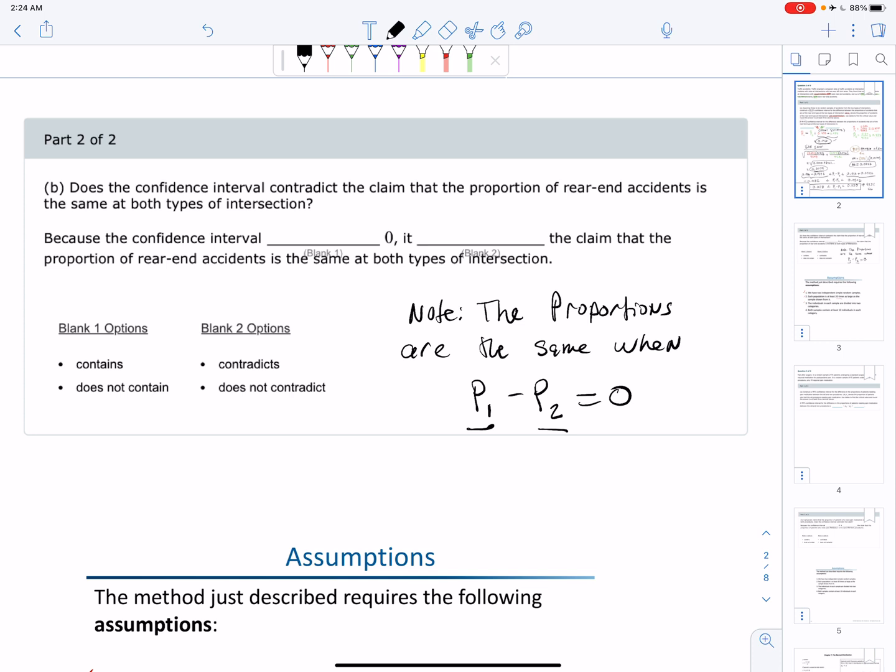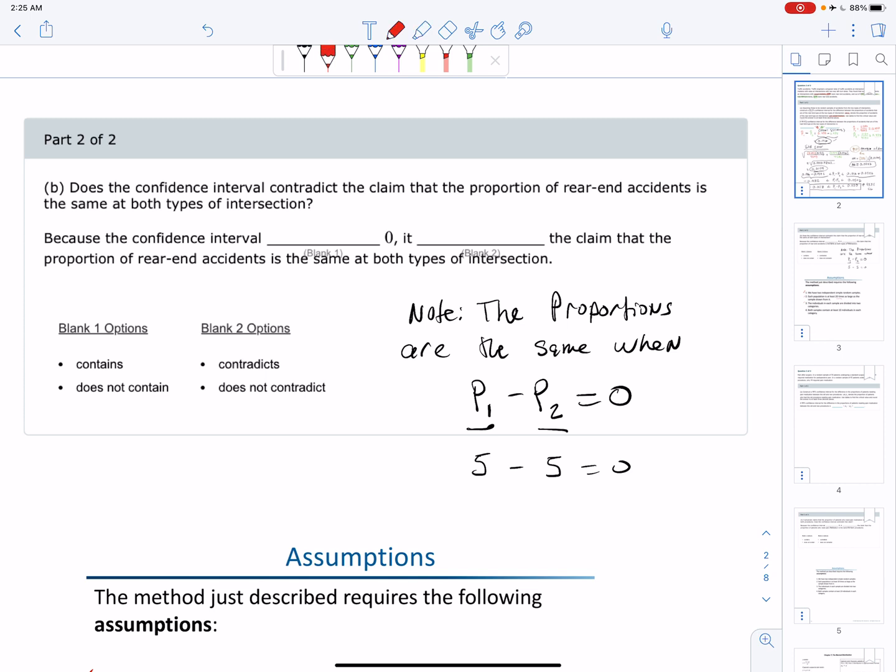Because if I said 5 and 5, they're both 5. If you subtract them, you get 0. So when you subtract two things and the answer is 0, you know that those two things are equal in size. So we want to see if we can get into this. It says, does the confidence interval contradict the claim that the proportion of rear end accidents is the same for both intersections? Okay, so we're going to answer this question right here.